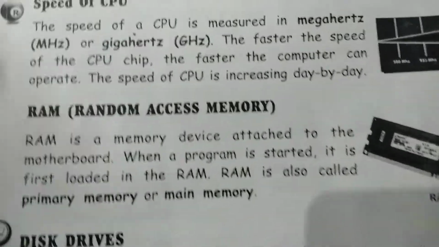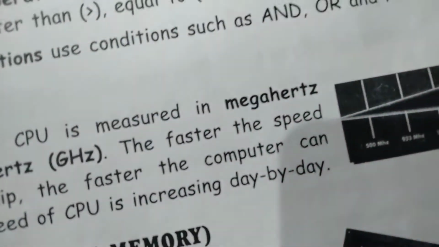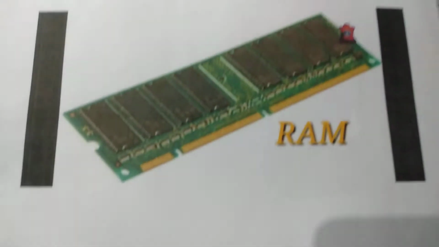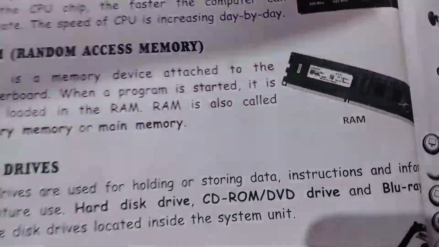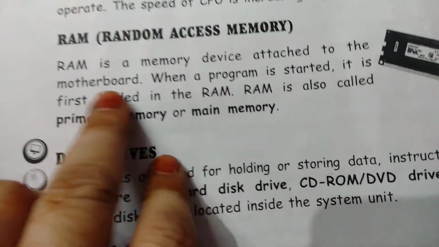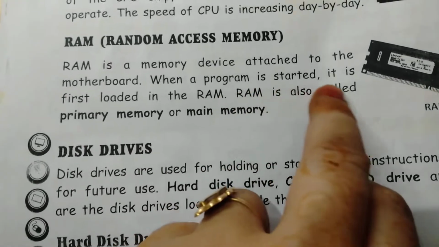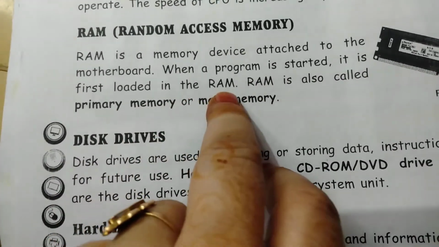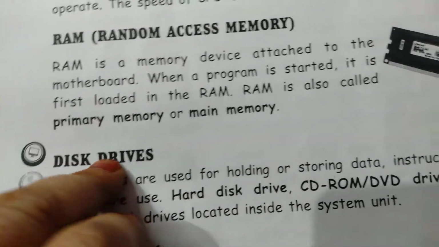RAM, random access memory. It is RAM. Look here. RAM is a memory device attached to the motherboard. When a program is started, it is first loaded in the RAM. RAM is also called primary memory or main memory. Disk drives.